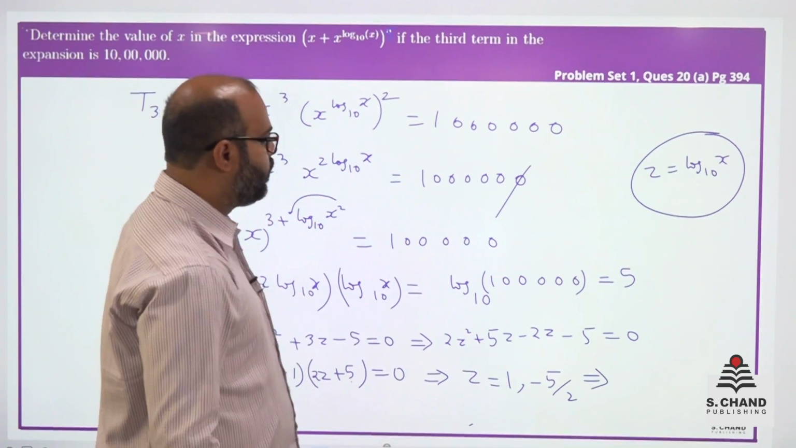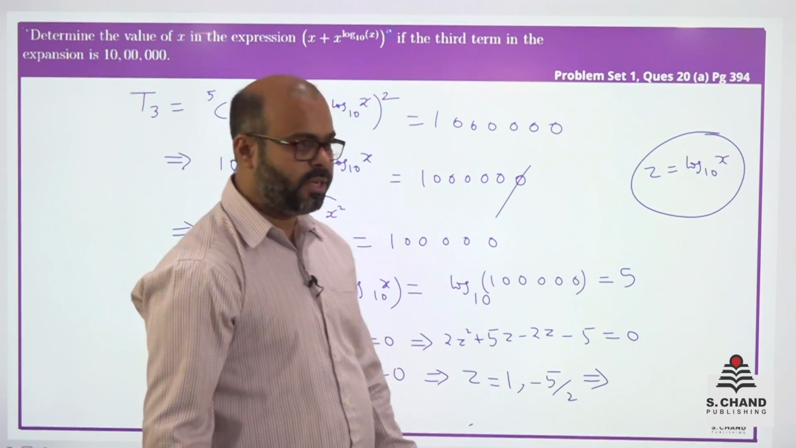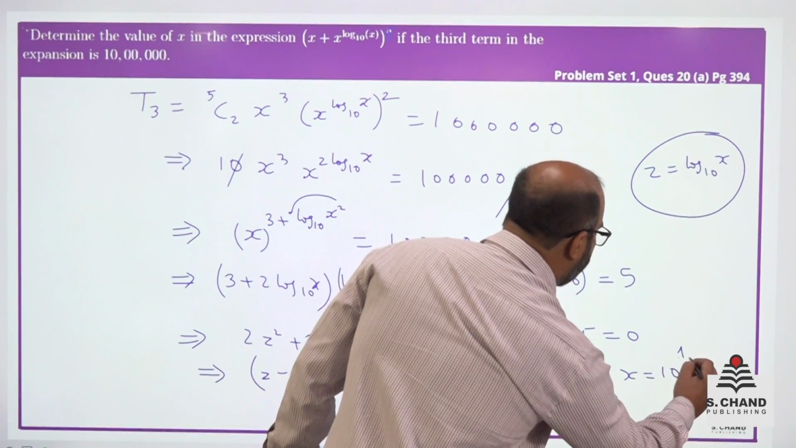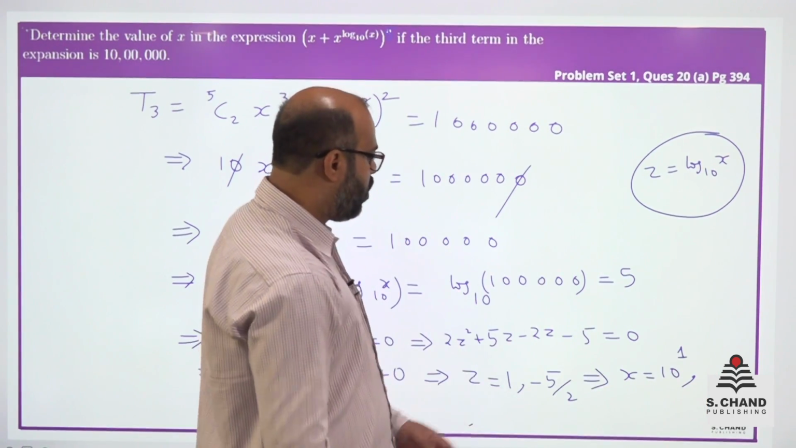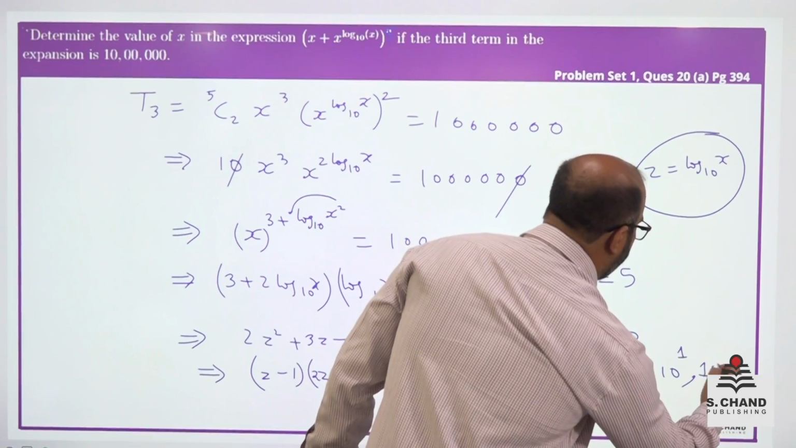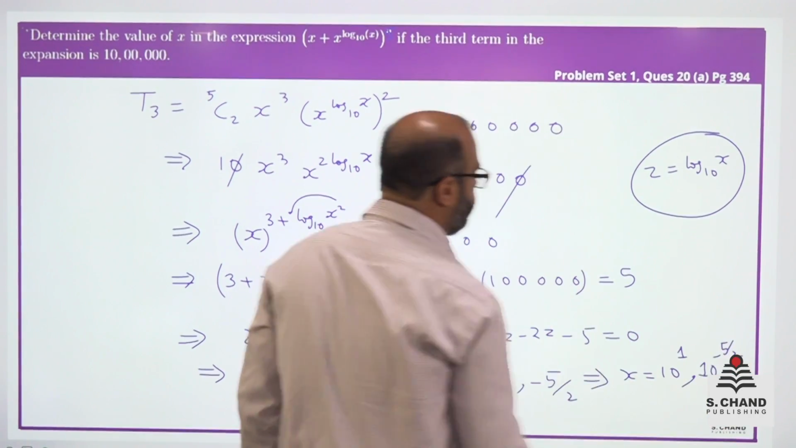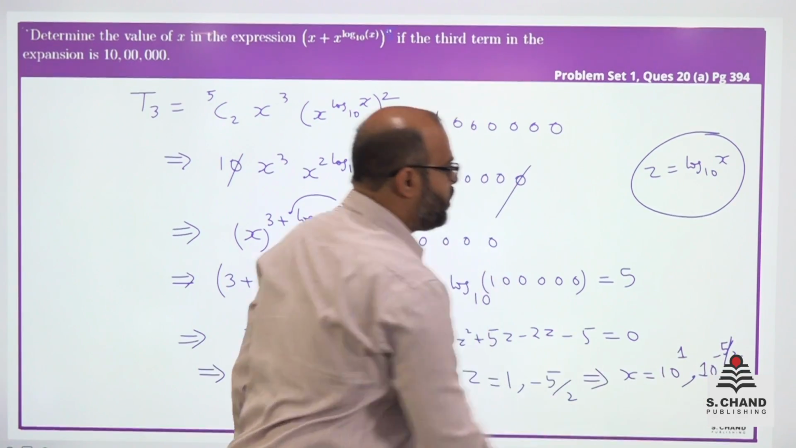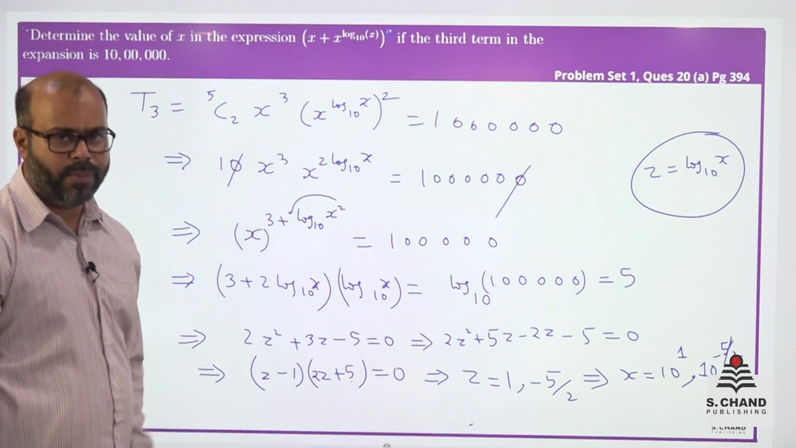Now what is z? Z is log x to the base 10. So x is either 10 to the power 1, or you can say 10, or 10 to the power minus 5 by 2. So these are the two values of x which are possible in order for the question to be true.